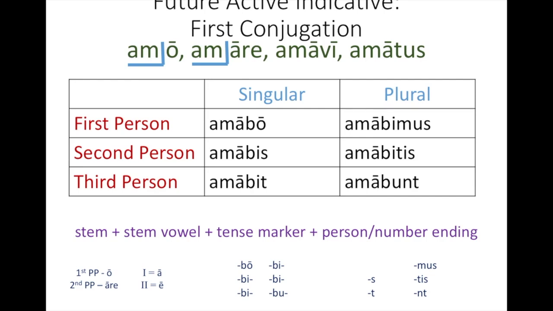So amabo, I will love. Amabis, you shall love. Amabit, he, she, it will love. Amabimus, we shall love. Amabitis, y'all shall love. Amabunt, they will love.